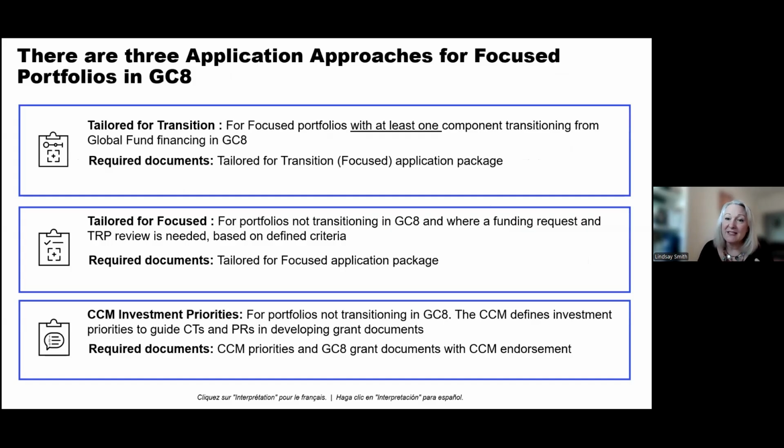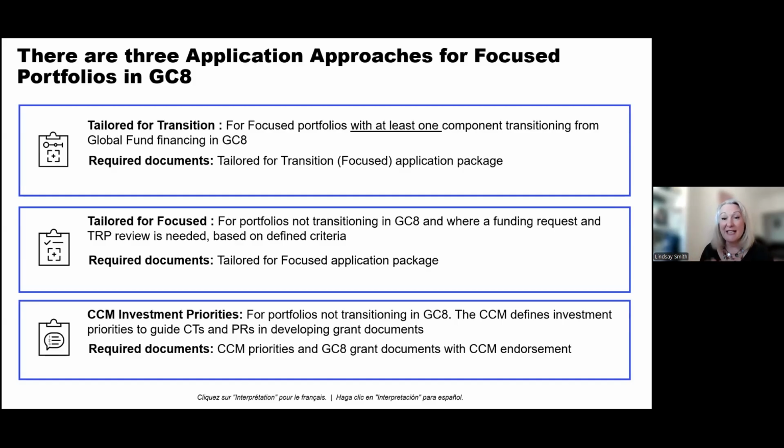The Tailored for Focused are a limited number of focused portfolios that do not have a GC8 transition timing, but still have been identified to develop a funding request and to go through that TRP review to help optimize that execution. These first two buckets, the Tailored for Transition funding request and the Tailored for Focused funding request, make up the majority of the focused portfolios funding application approaches for Grant Cycle 8. In total, there are 29 portfolios that have been requested to develop the Tailored for Transition application, and there are 4 portfolios that have been requested to develop the Tailored for Focused funding request.